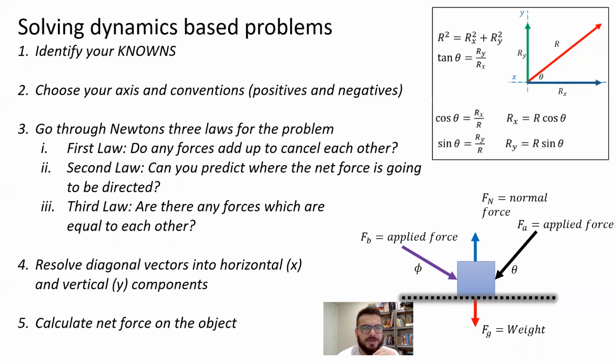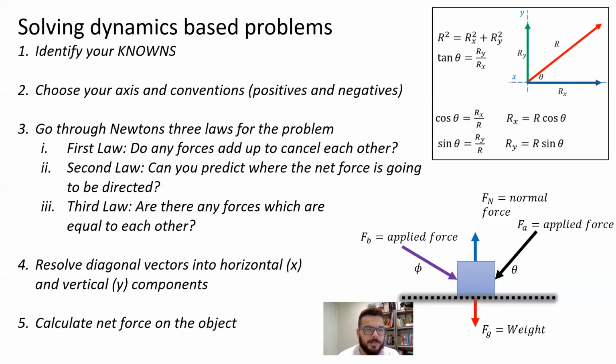Now, if the axes haven't been provided for you, make sure you draw those axes, right? Denote your vertical, your y, and your horizontal, your x, and choose your conventions. Which one's going to be positive? Is up going to be positive? Is right going to be positive? Choose where your convention is going to be.